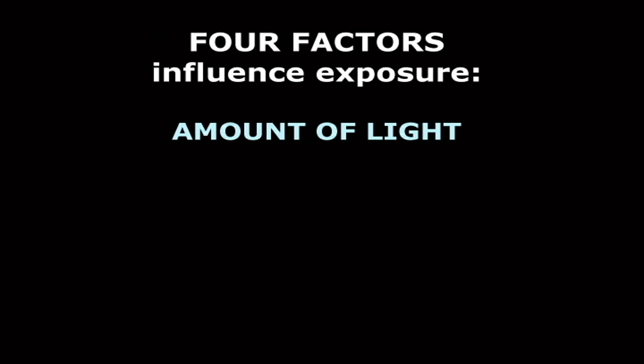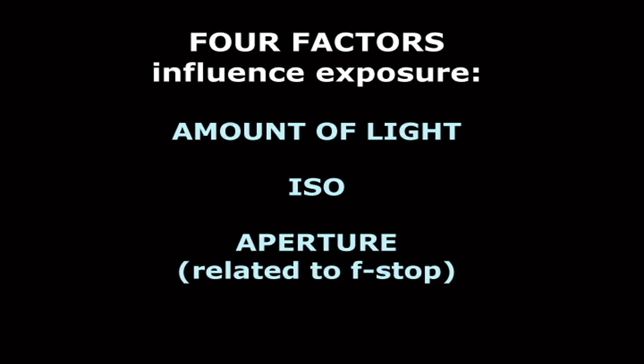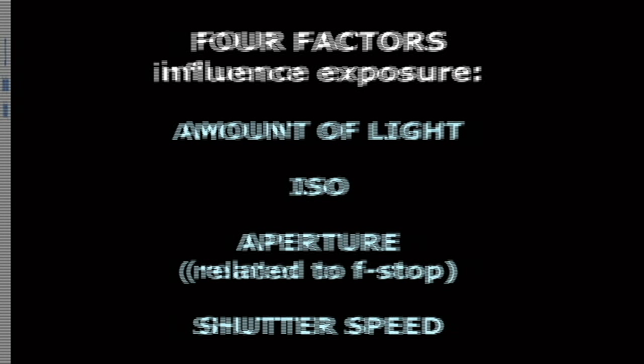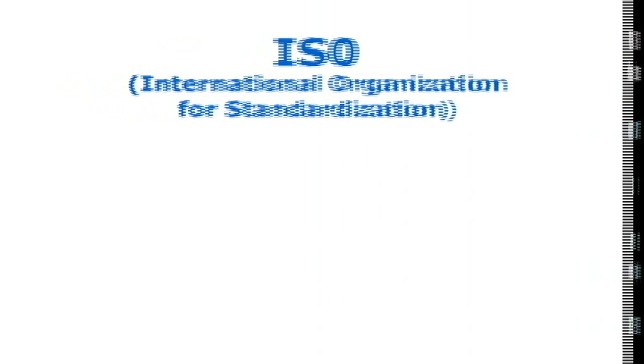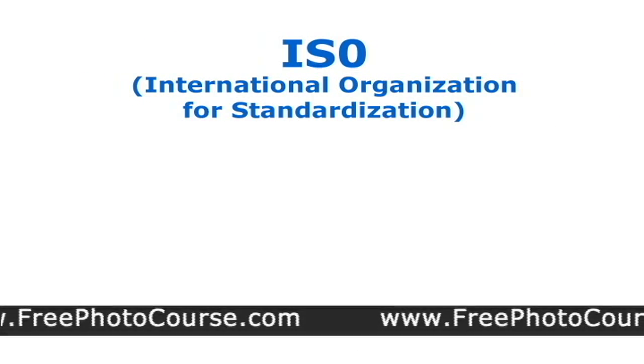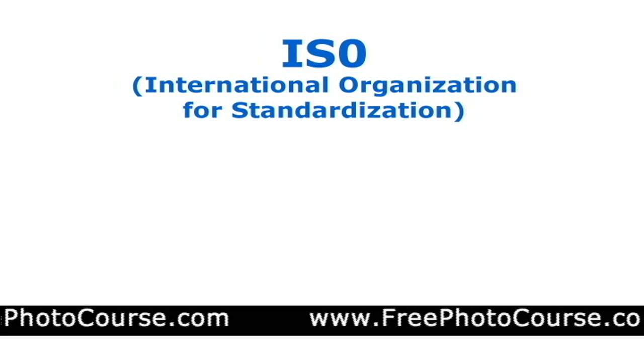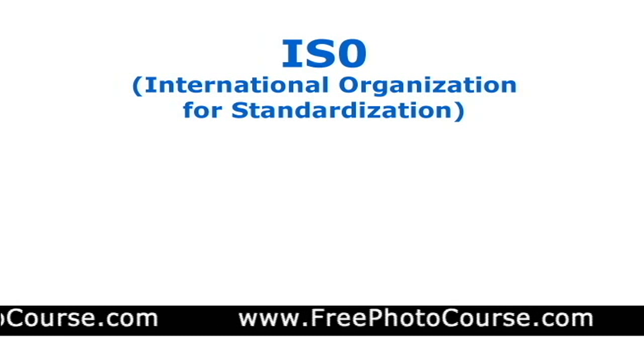So what four factors influence exposure? Amount of light, ISO, aperture, which is related to that term f-stop, and shutter speed. A good place to start is to understand what ISO is all about. It stands for International Organization for Standardization.